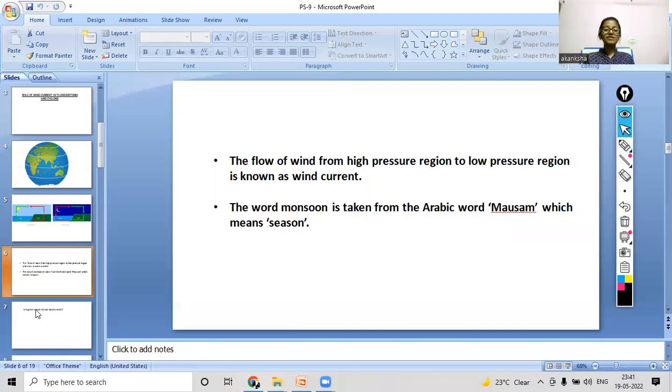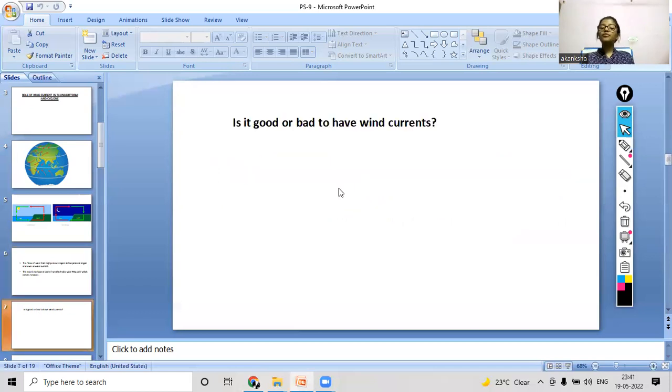Yes, I can see your responses. Okay, so is it good or bad to have wind currents? What do you think? What is the answer according to you? Good or bad? Some are saying good, and some are saying it is bad. Okay, so why are you saying that it is good?